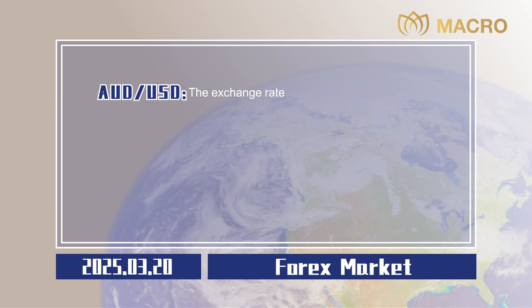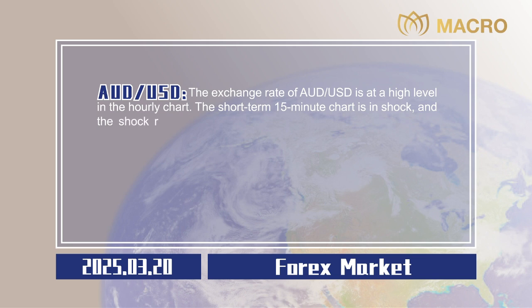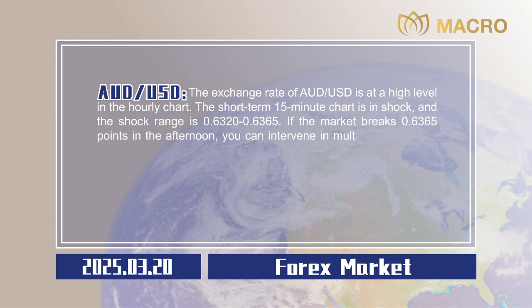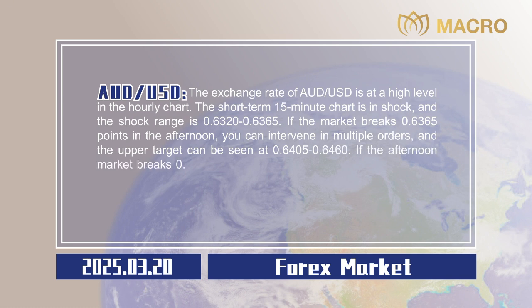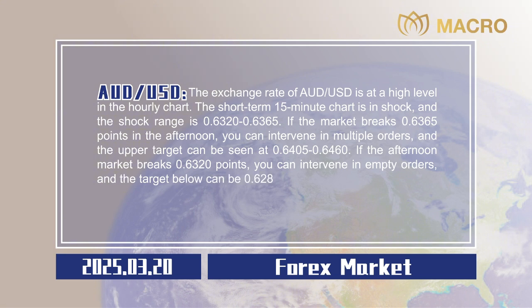Australian dollar to US dollar. The exchange rate of Australian dollar to US dollar is at a high level in the hourly chart. The short-term 15-minute chart is in shock, and the shock range is 0.6320 to 0.6365. If the market breaks 0.6365 points in the afternoon, you can intervene in multiple orders, and the upper target can be seen at 0.6405 to 0.6460. If the afternoon market breaks 0.6320 points, you can intervene in empty orders, and the target below can be 0.6280 to 0.6230.